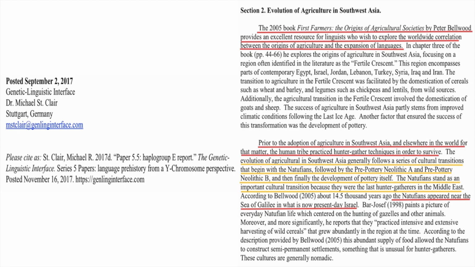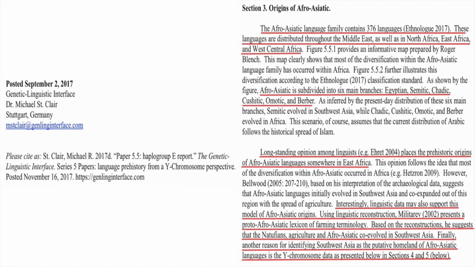The evolution of agriculture in Southwest Asia generally follows a series of cultural transitions that begin with the Natufians, followed by the Pre-Pottery Neolithic A and Pre-Pottery Neolithic B, and then finally the development of pottery itself. The Natufians stand as an important cultural transition because they were the last hunter-gatherers in the Middle East. The Natufians appeared near the Sea of Galilee in what is now present-day Israel.